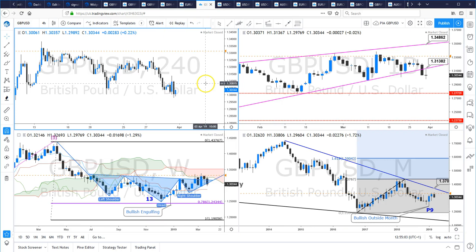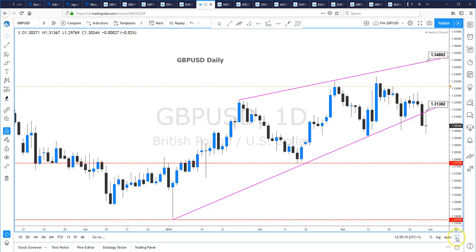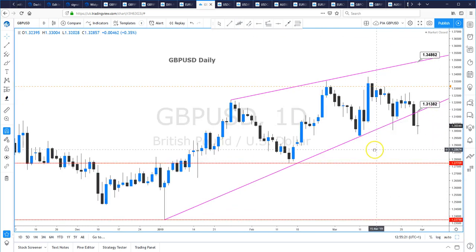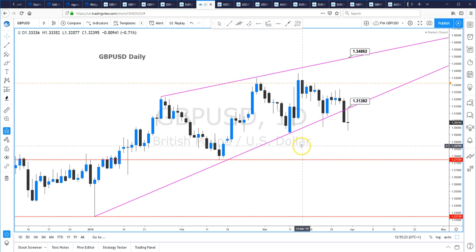So cable is not so much a dollar bar. It's obviously got a hell of a lot going on in the UK at the moment. We were quite lucky on Friday to get an intraday short trade just off the top of this wedge formation. So basically the daily chart has broken a wedge formation to the downside. That would dictate that we move down to at least this level, 127.75.